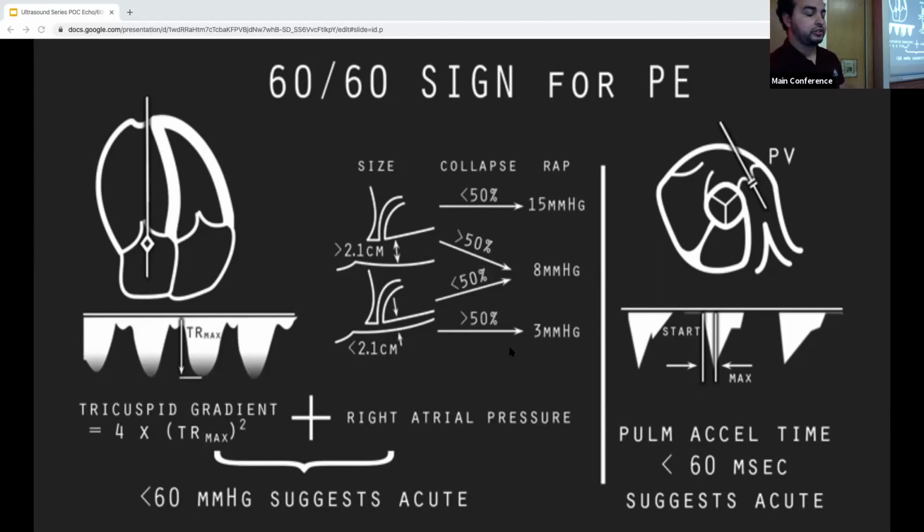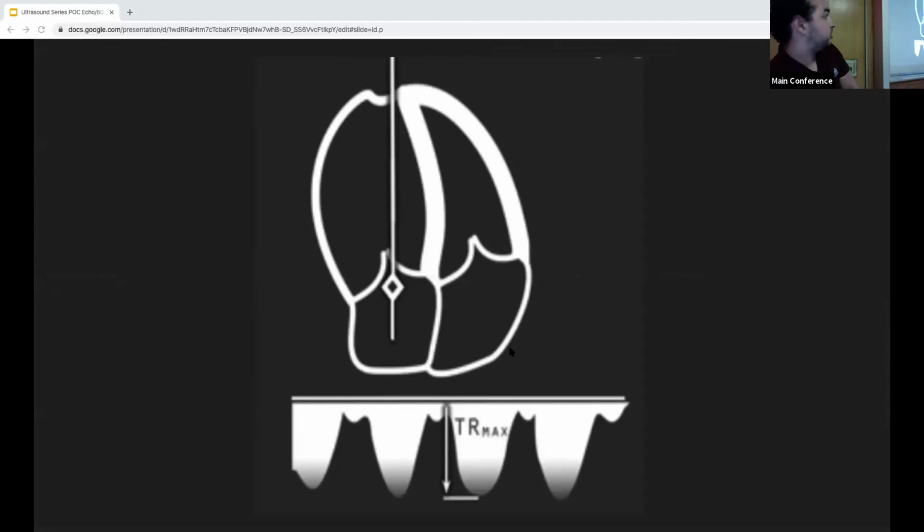So to calculate your right ventricular systolic pressure, it's actually 2 different measurements. You have to calculate your tricuspid gradient first, and then you add that to your right atrial pressure. And then you have to calculate your pulmonary acceleration time, which is just 1 measurement.